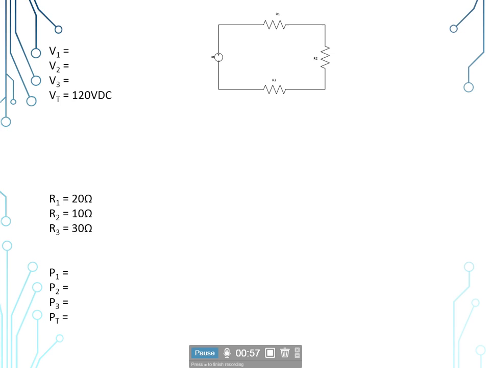The known values we've been given are a total voltage of 120 volts DC, and our load resistances. R sub 1 is 20 ohms, R sub 2 is 10 ohms, R sub 3 is 30 ohms. To get started, we need to find our total circuit resistance. If you recall, the series circuit rule states that the sum of the individual resistances equals the total resistance. So R sub t is equal to R sub 1 plus R sub 2 plus R sub 3. That 20 plus 10 plus 30 gives us 60 ohms total resistance for this circuit.